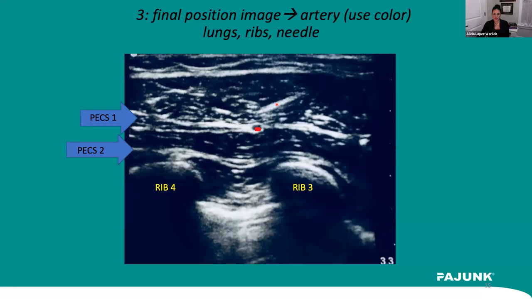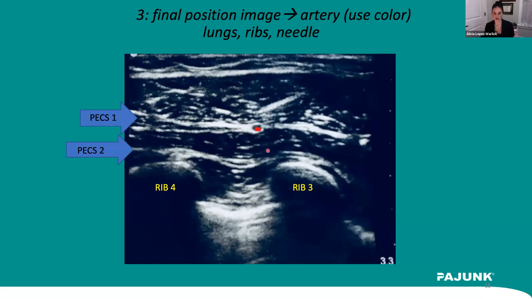This is the ideal picture where you want to place your pectoralis nerve blocks, because I can see 4 things. And I like to do things by systems, so I like to remember these 4 things. I see this artery here. I see the lungs. I can see the pleura here. And I can see both of the ribs that I want to see. I see rib 3 and rib 4. And I can see my needle. This is a PAJUNK needle. And I can see it approaching rib 4. Okay, I can see serratus over here.